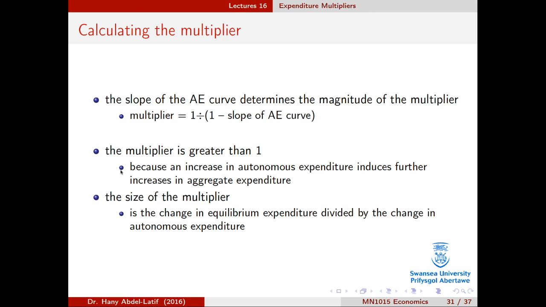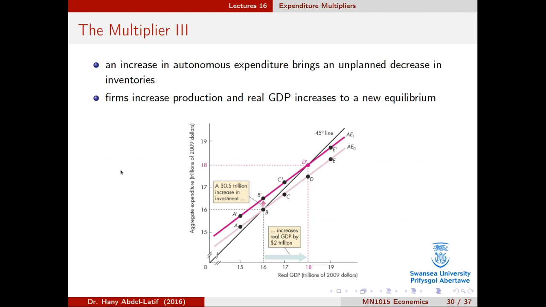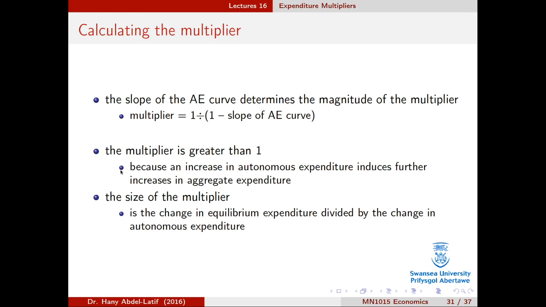The multiplier is just the slope of this function, of the aggregate expenditure function. Sorry, it's not the slope. It's 1 divided by 1 minus the slope of this function. So that's the formula. It's 1 divided by 1 minus the slope of the aggregate expenditure curve.